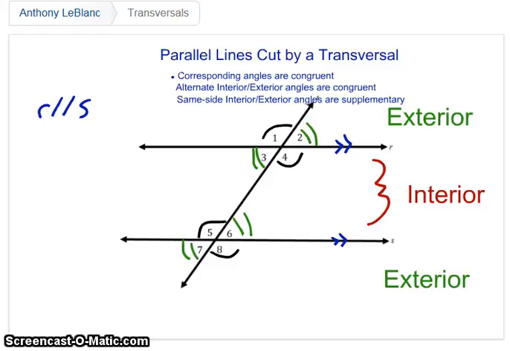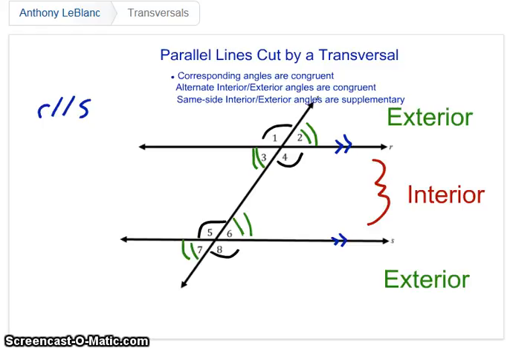So again, corresponding angles are congruent. For example, 1 and 5 or 4 and 8. Alternate interior angles, which would be 3 and 6, or 4 and 5, are congruent. Alternate exterior, 1 and 8, 2 and 7, are congruent. And our same side interior, for example, 3 and 5 and 4 and 6, are supplementary, as well as same side exterior, which are supplementary, 1 and 7, 2 and 8.